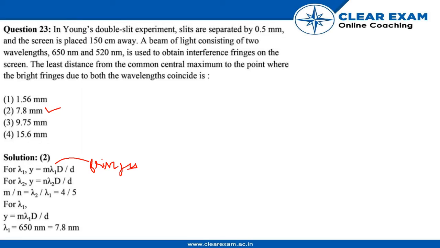For the fringes of wavelength 1, the formula is y equals m lambda 1 D by d. Similarly, for the fringes of lambda 2, it's y equals n lambda 2 D by d, because we don't know the number of fringes, that is different for both. Hence the distance from the center maximum to the point where they first coincide must be the least integral multiple common to both.